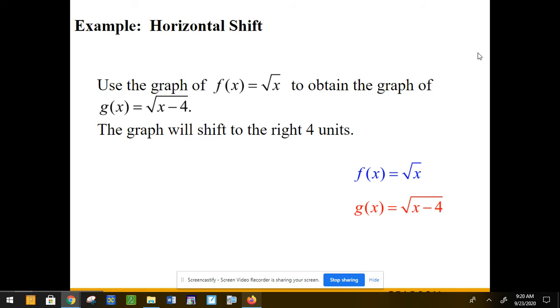So now we're going to look at an example of a square root function. f of x equals square root of x is the generic basic function. The minus 4 is happening on the inside for the g of x. So it will be the exact same shape, and it will shift to the right 4. Minus 4 on the inside is right 4.